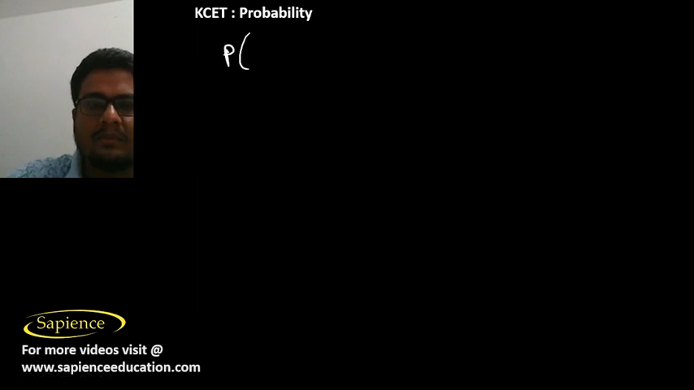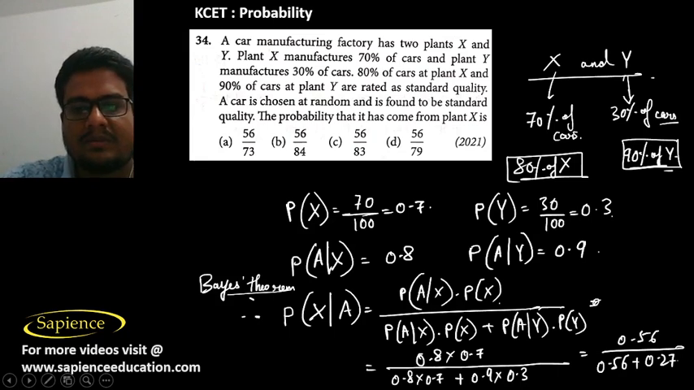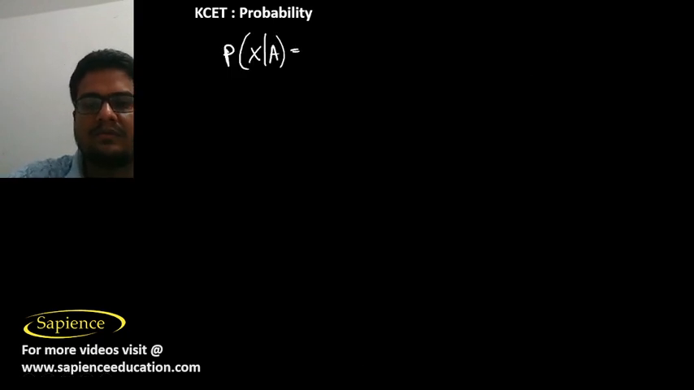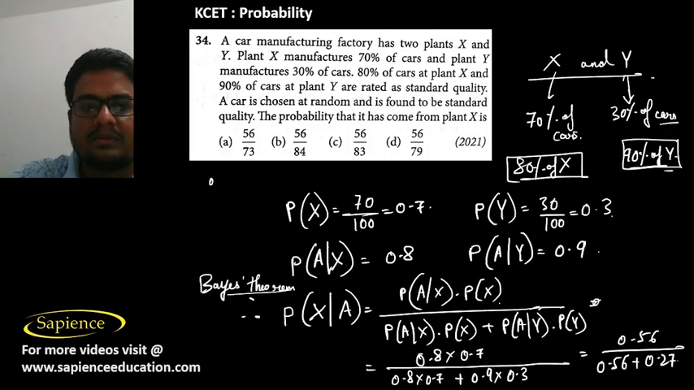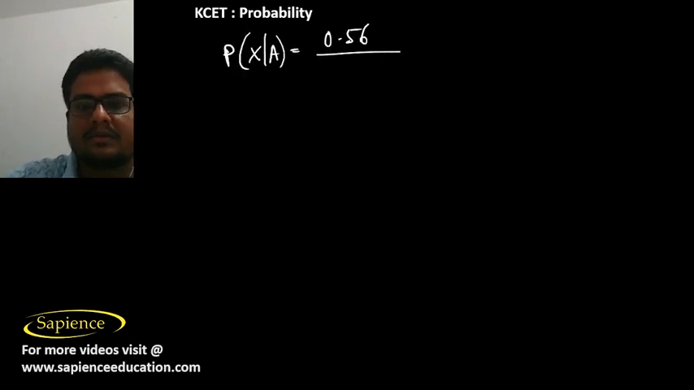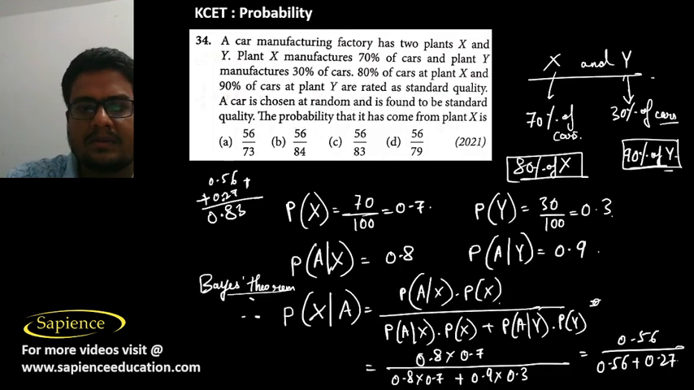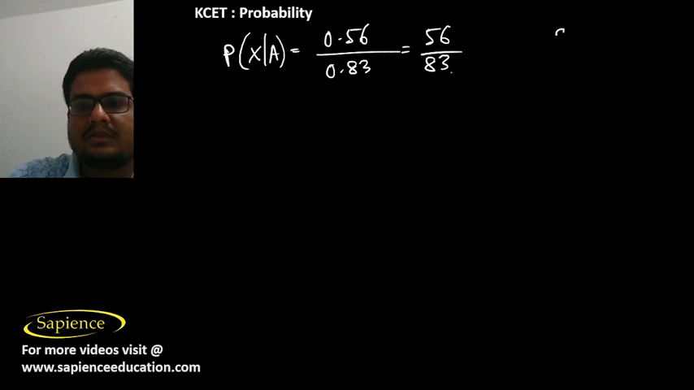So the probability of X given A will be equal to 0.56 by 0.56 plus 0.27. If we add them, that will be 0.83. So this will be equal to 56 by 83. So option C is the correct answer.